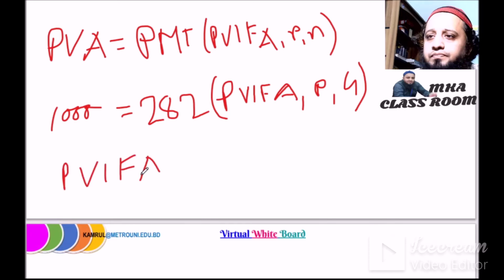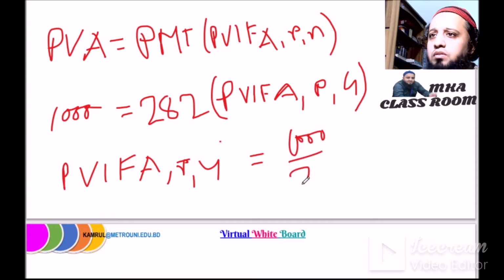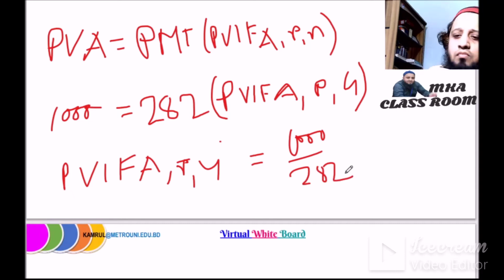PVIFA R 4 equal to 1000 divided by 282. So we will see 1000 divided by 282, that should be 3.546.